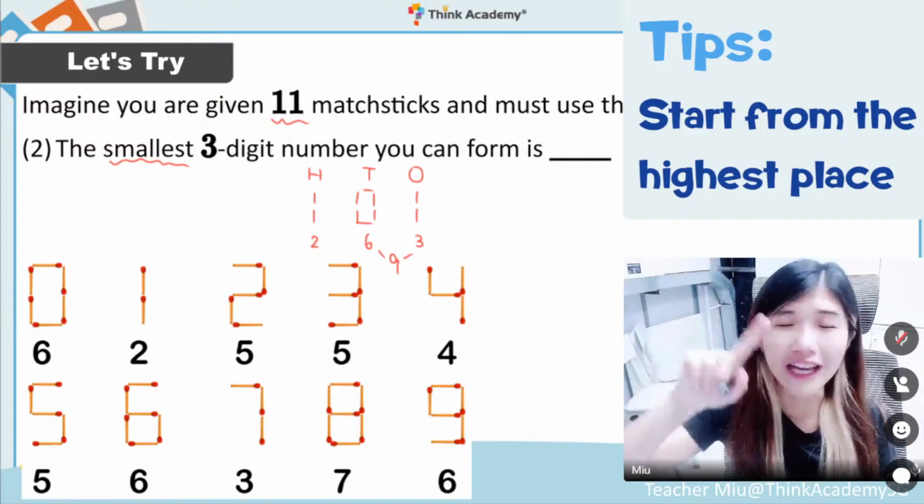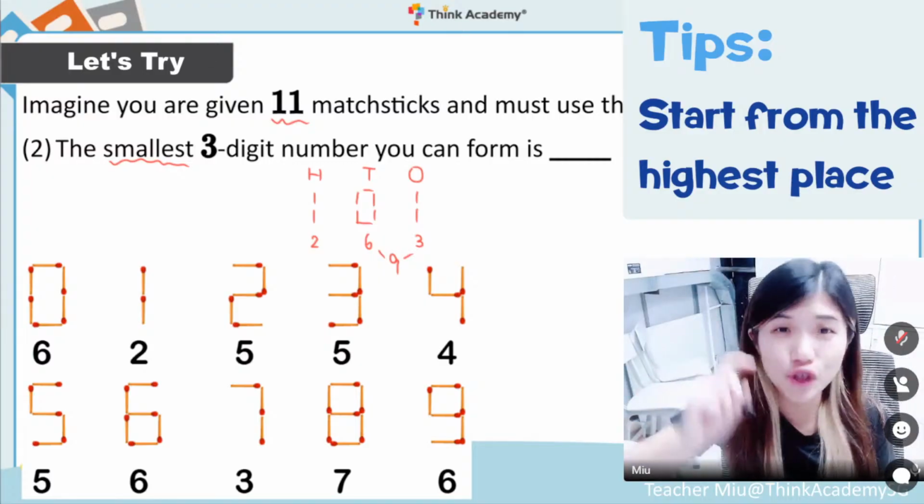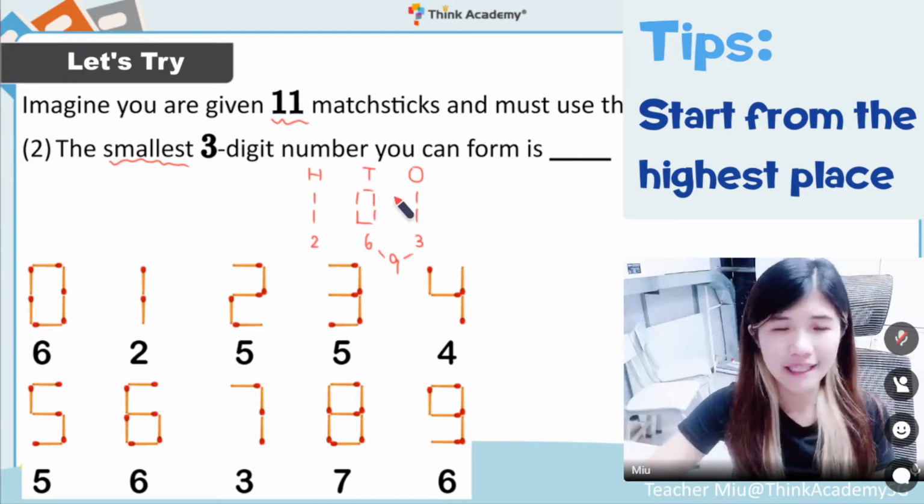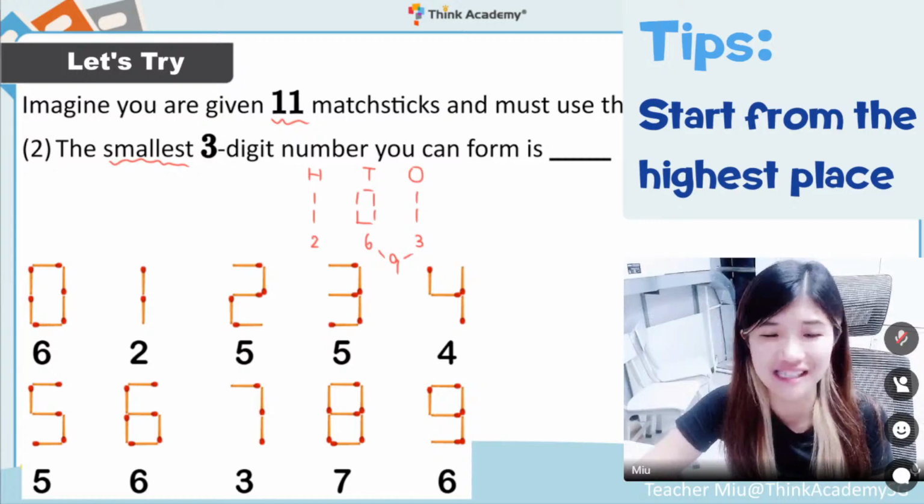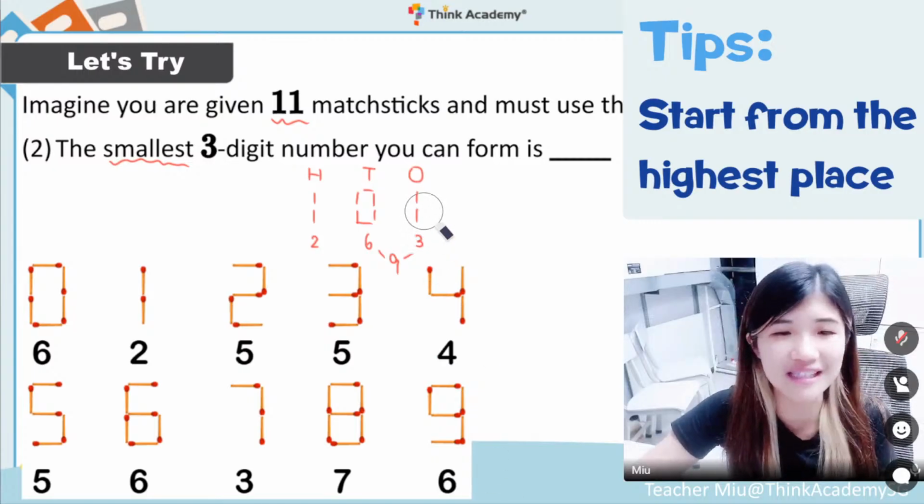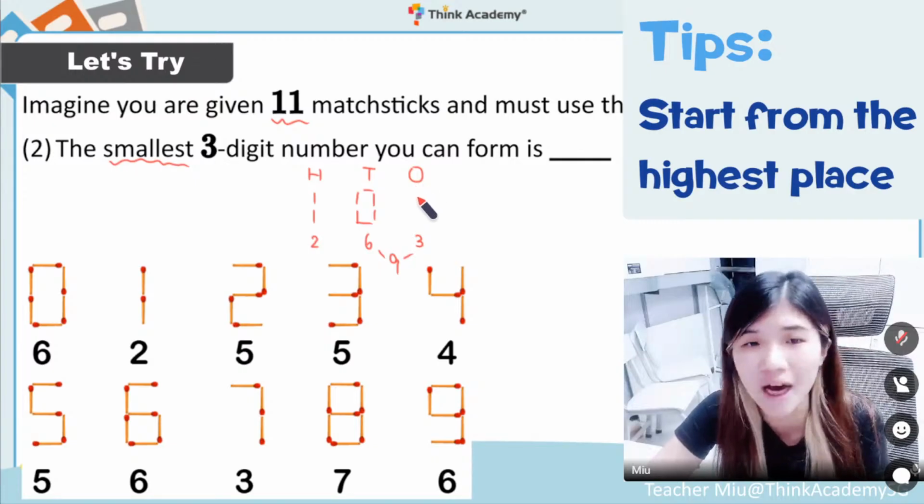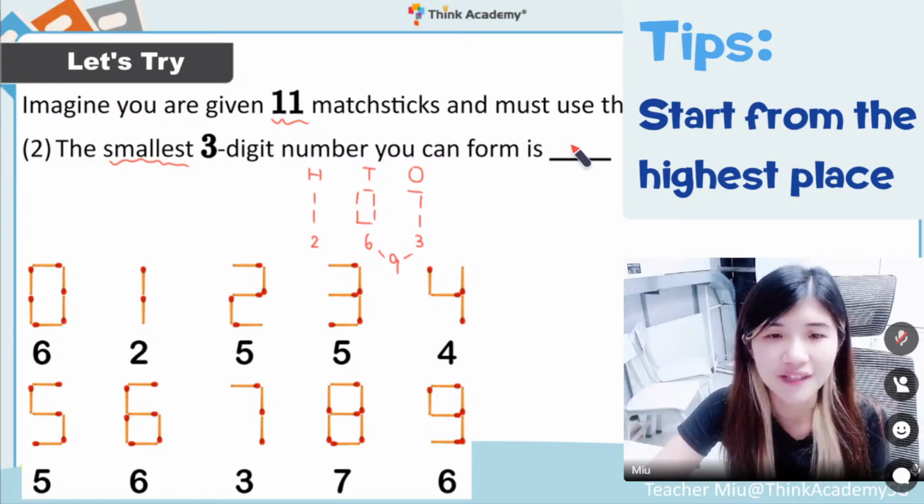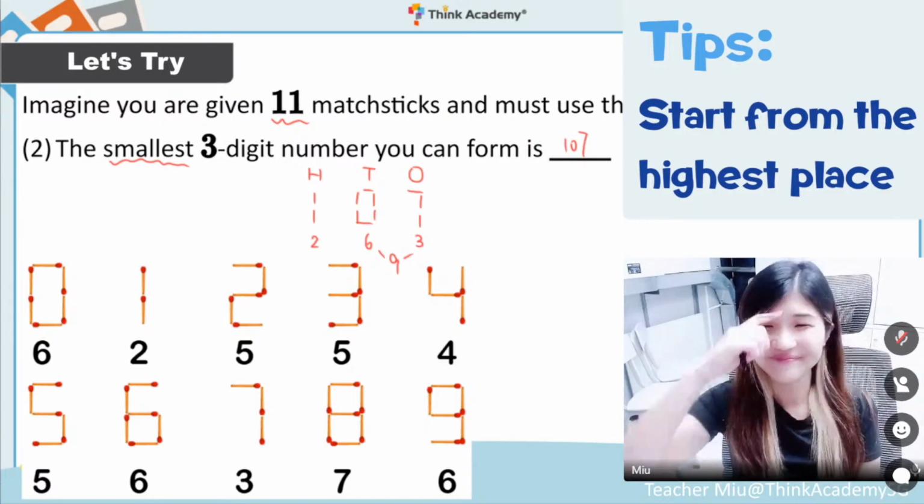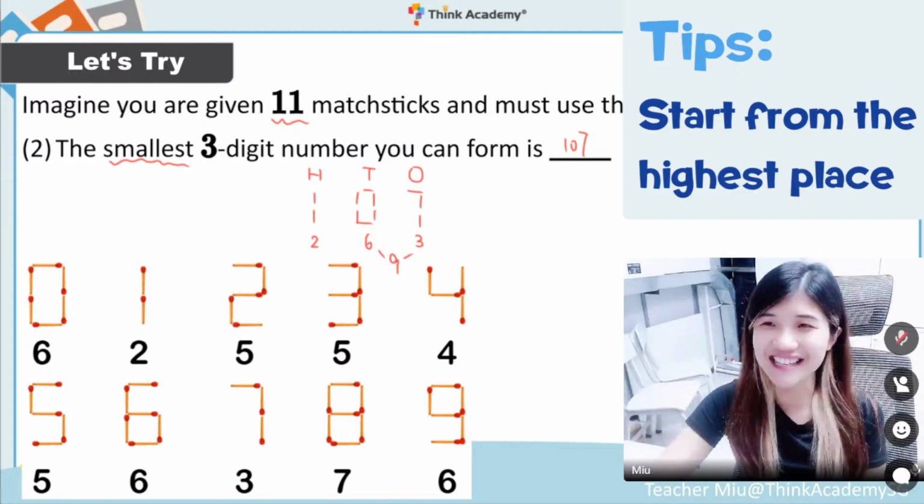Because for all the 11 matchsticks, you must use them all up. The 1 is very small, but you cannot have any matchsticks left. You have 3 matchsticks left, so you must use up all 3 matchsticks. The only number you can make for the ones place is 7. That's why you get 107 as the smallest possible number you can make. Easy peasy.